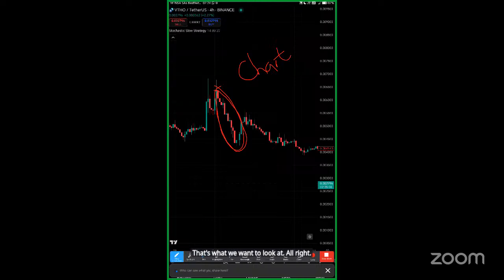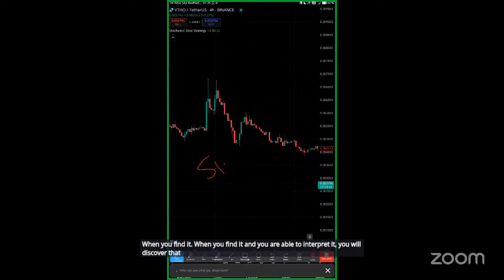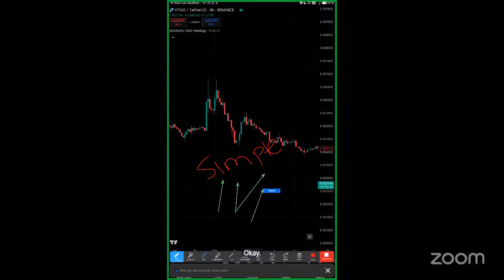So this chart pattern is a language of the market. When you find it and you are able to interpret it, you will discover that it is simple to find because it always repeats itself.